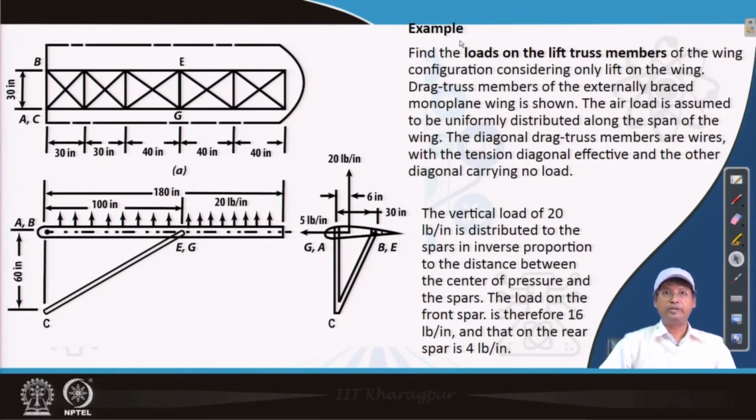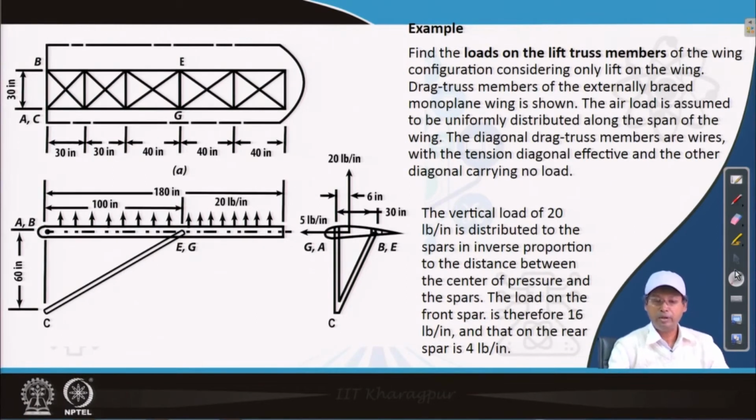This type of wing is used for amateur aircraft, by various clubs, and for amateur flights. So, let us see how we solve the wing truss. Find the loads on the lift truss members. Lift truss members are these 2 member truss.